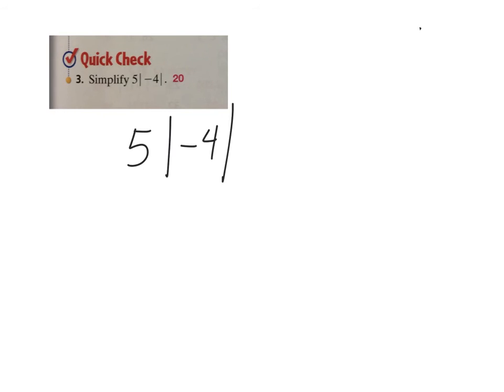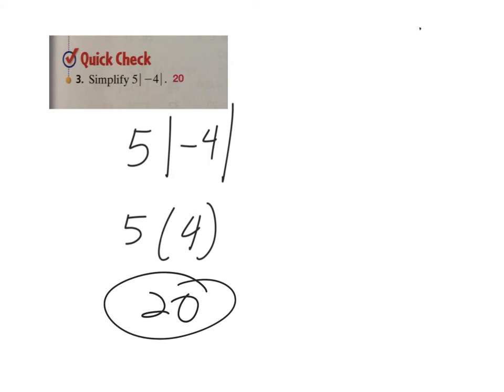Now the absolute value of negative 4 is 4, and I'm going to bring that out as 5 times 4. Notice I got rid of the absolute value sign because the absolute value of negative 4 is positive 4. If you look straight down, it's positive 4. And 5 times 4 is the number 20. That's your answer. It's always a good idea to circle it on your paper too, that way you can find it.